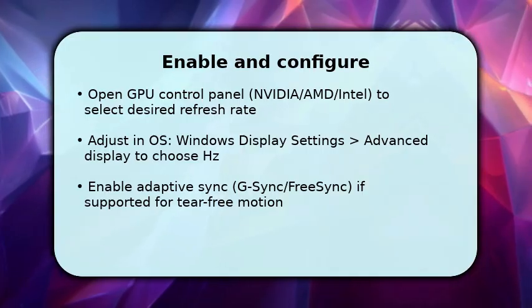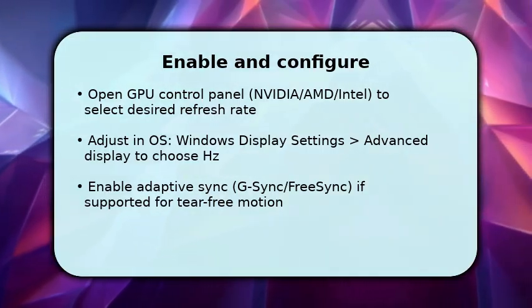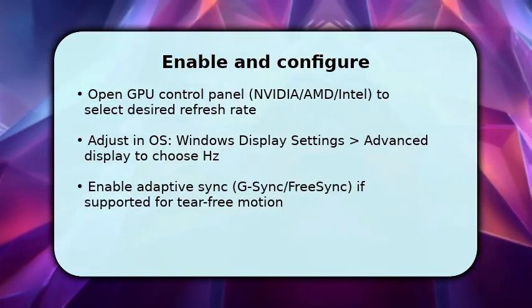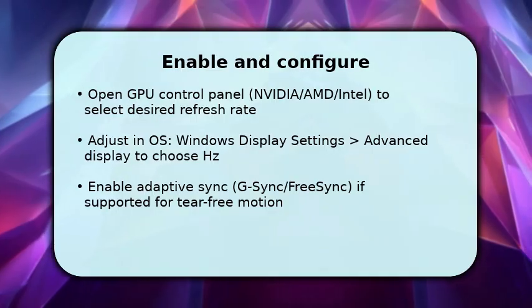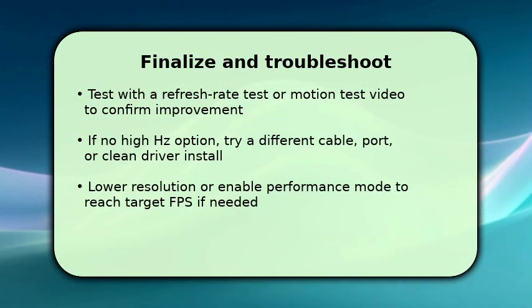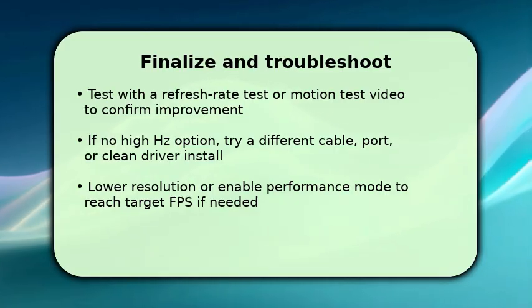If your monitor supports adaptive sync, enable G-Sync or FreeSync to smooth frames and reduce tearing. This optimizes perceived motion without raising GPU load. Also consider lowering in-game settings to keep frame rates matching your new Hz. Finally, you verify the change by running a motion test or playing a fast-paced scene. You should see smoother motion and reduced blur.